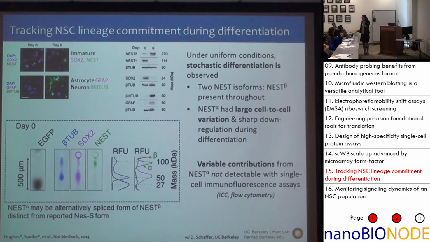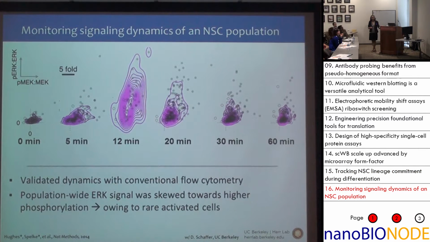I would see, yes, nestin is present, but I would have no idea that there were 2 different sizes of nestin that were expressed in this cell. So that's just an example of an unexpected result that you would not see with another approach.